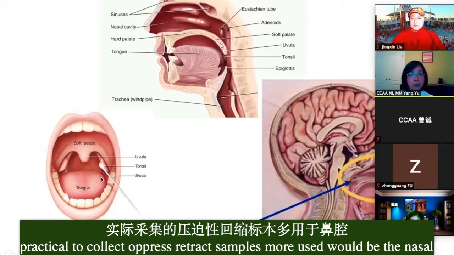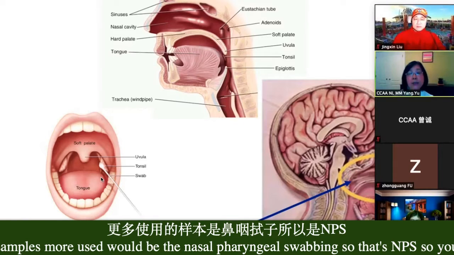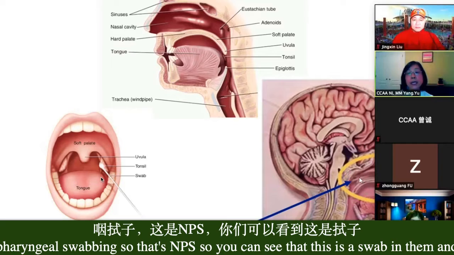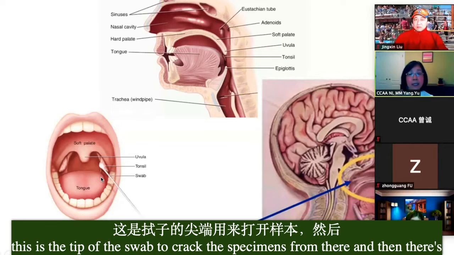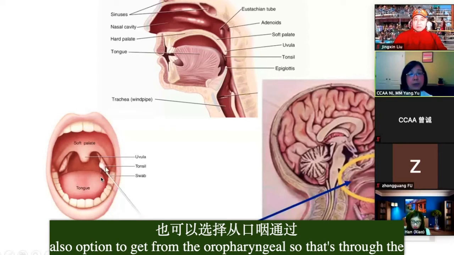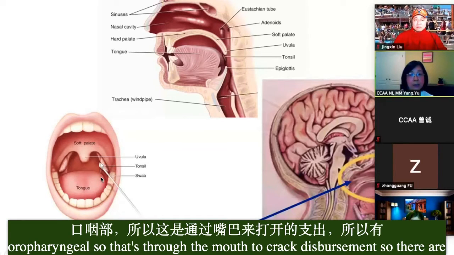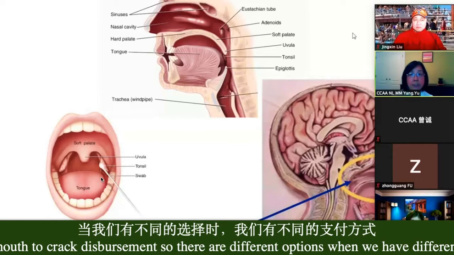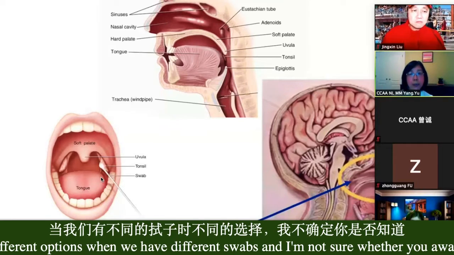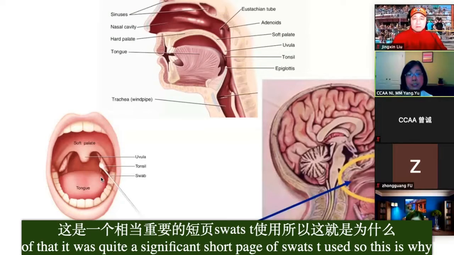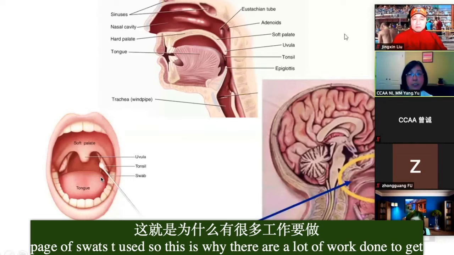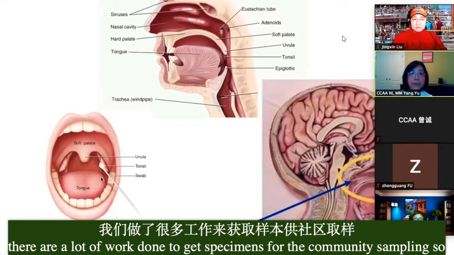More used would be the nasopharyngeal swabbing, so that's NPS. You can see this is a swab going down, and this is the tip of the swab to collect the specimen from there. And then there's also the option to get it from the oropharyngeal, so that's through the mouth. There are different options with different swabs, and I'm not sure whether you're aware that there was quite a significant shortage of swabs. So this is why a lot of work has been done on specimen collection for community sampling.